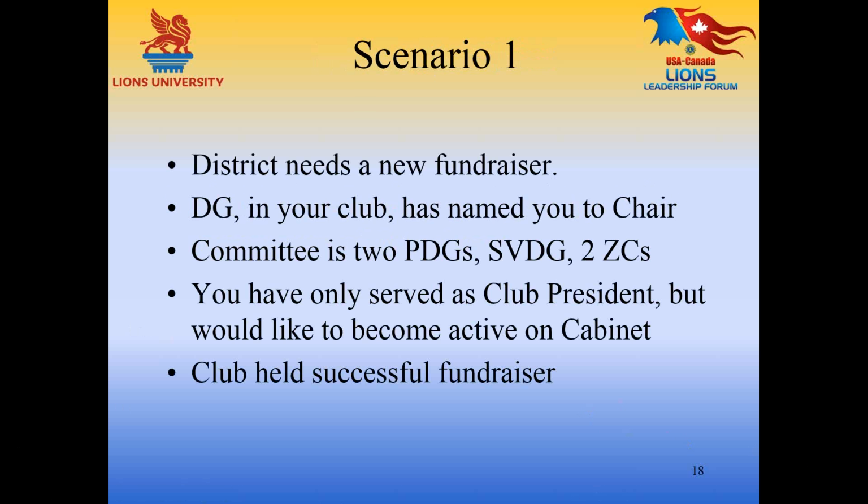So that's the scenario. Here's your question. What style of leadership could be used to address the situation, and what can the leader do? So share your thoughts.